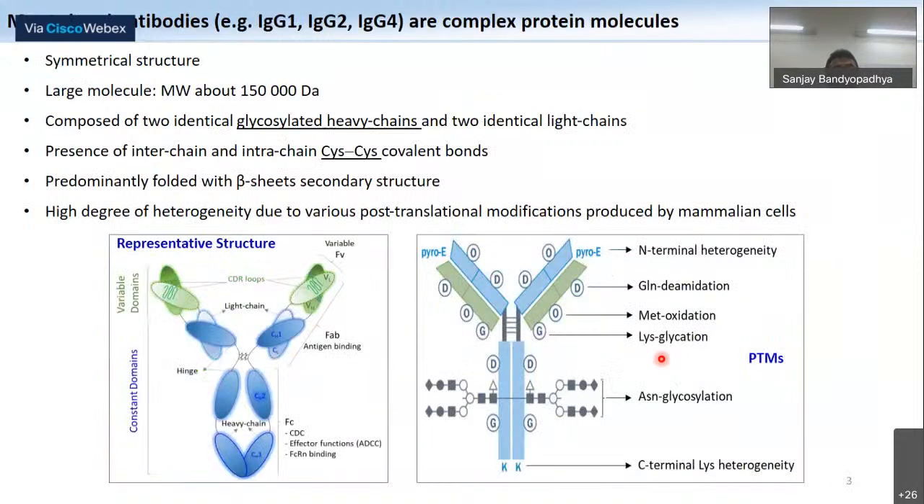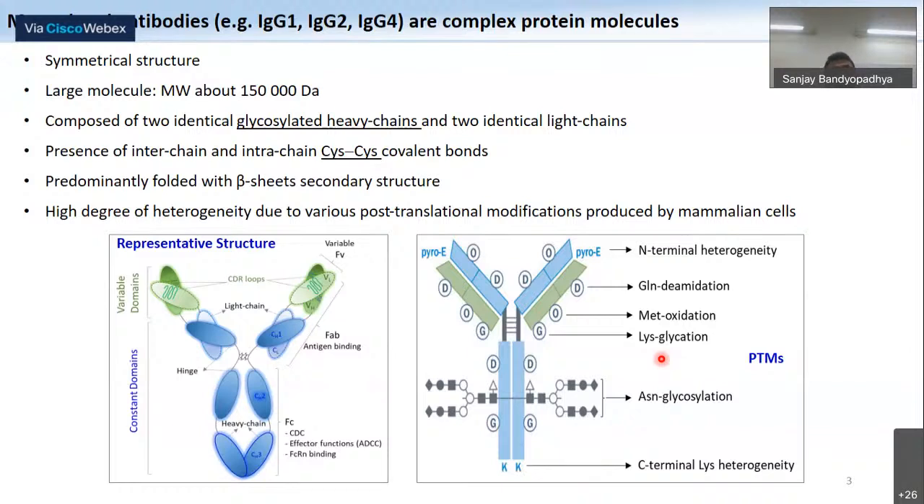So these molecules are protein in nature. I am on slide 3. And these are pretty complex, as you see in the representative structure of a monoclonal antibody. It is mainly composed of two copies of heavy chain and two copies of light chain. The heavy chains are normally glycosylated. That's the physiological event that happens within the cell.